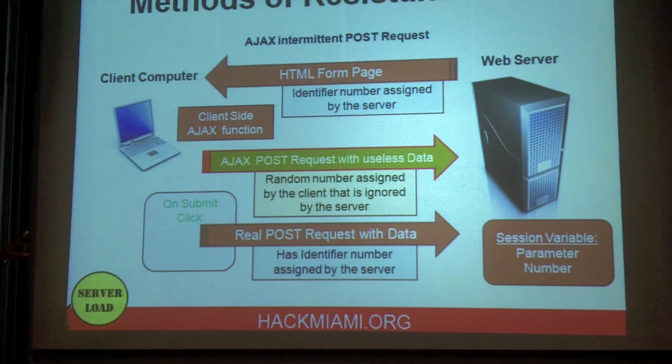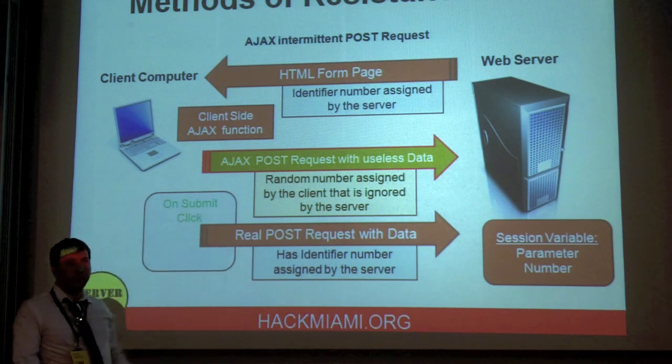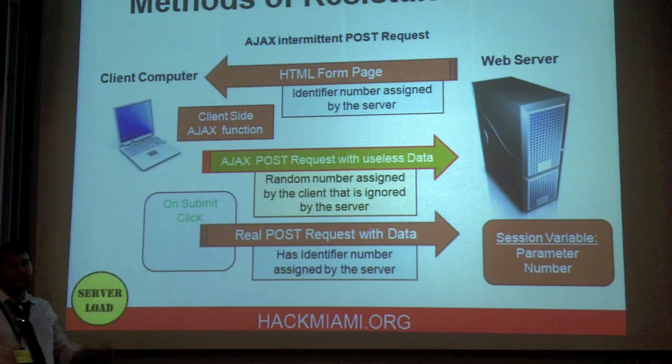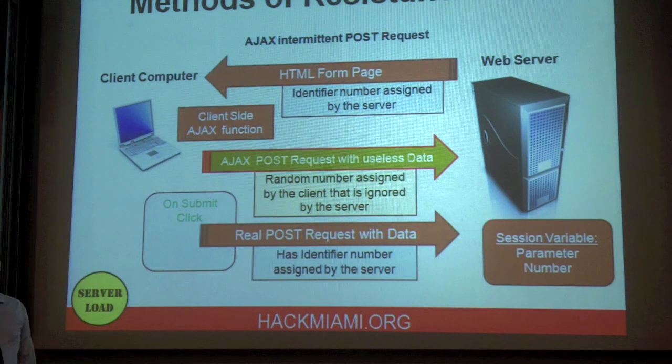So what we're going to do is load an HTML form page. And we're going to have an identifier number assigned by the server. It's going to be sent to the GET request. They're not going to touch it because they only see post. So then the client-side Ajax function is going to run an intermittent fake post request. Well, it's a real post request, but it's intermittent useless data being sent to the server. So as the customer is looking at the site, this whole time it's going to go post, post, post, post, with a whole bunch of junk that's just going to fill up their logs with crap.